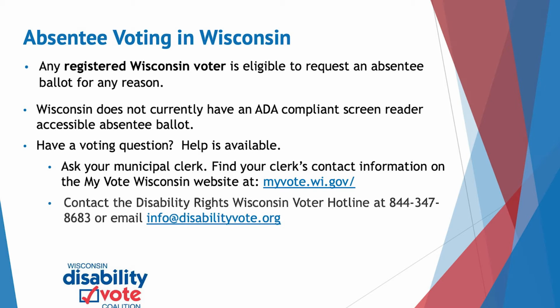As you go through the voting process, you may have some questions. Know that help is available. One great resource is your municipal clerk. Each community has a clerk who oversees voting in their community. You can find your clerk's contact information on the My Vote Wisconsin website at myvote.wi.gov, or give us a call at the Disability Rights Wisconsin Voter Hotline, 844-347-8683, or email info@disabilityvote.org.